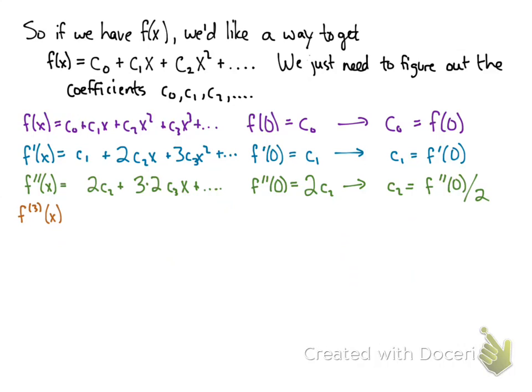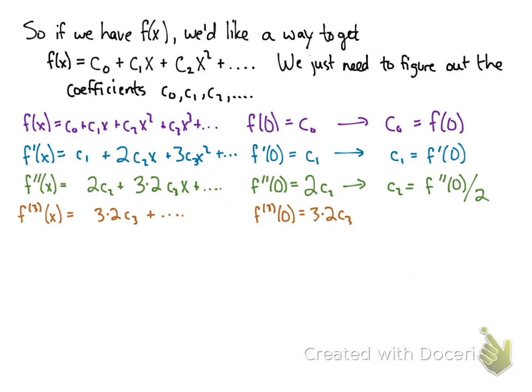Look at the third derivative. Now notice that at some point we stop writing lots and lots of apostrophes to indicate derivatives because it becomes annoying to count that many, and we just put the number of derivatives in parentheses. So f with a 3 in parentheses doesn't mean f cubed, it means the third derivative of f. So we take another derivative on the right, and we have 3 times 2 times c3 plus a bunch of things with x's in them.